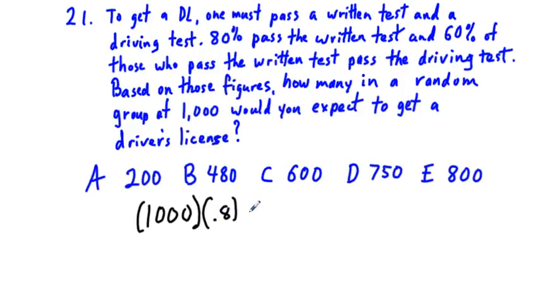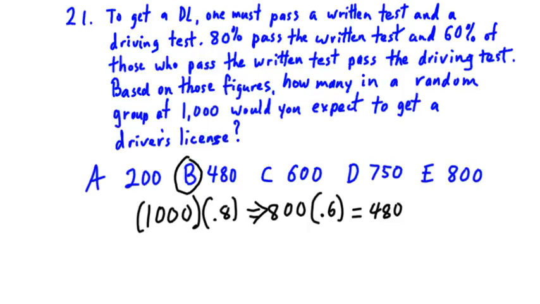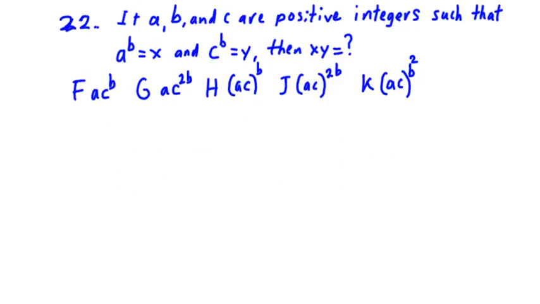Well, 1,000 times 0.8, that's going to be 800. And now out of these 800, we're going to take them and multiply that by 60%, which is 0.6. And so we have 800 times 0.6 is 480. And then we circle answer choice B. Should be a pretty easy one.